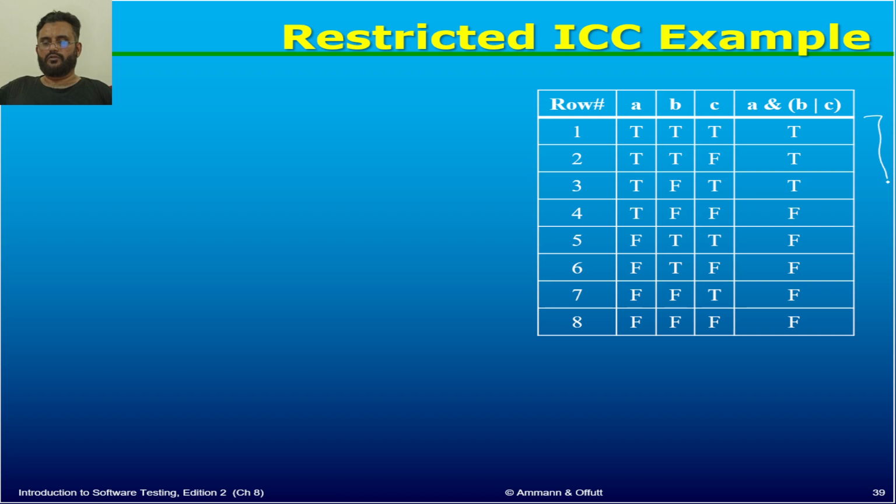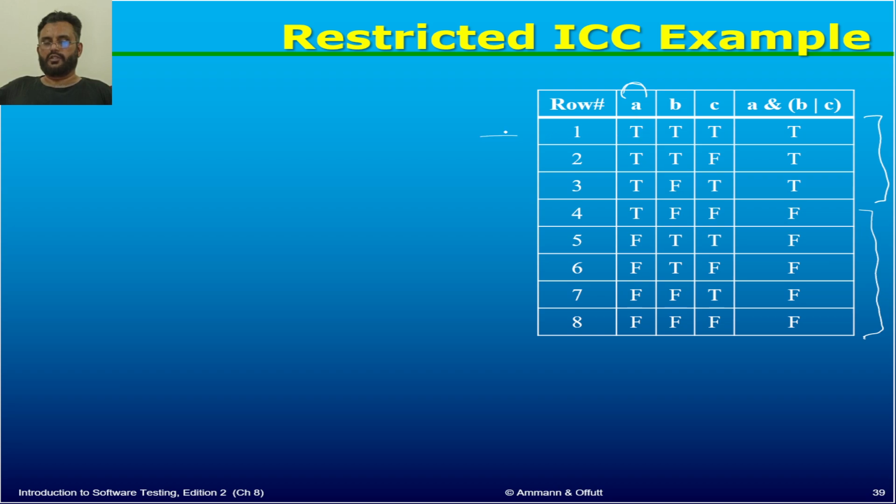In the first three rows the predicate has value true, and in the last five rows the predicate has value false. And now again we have to look at those rows. For example, if A is being considered as the major clause, then we have to look at those rows where the predicate is true and A's value changes from true to false.